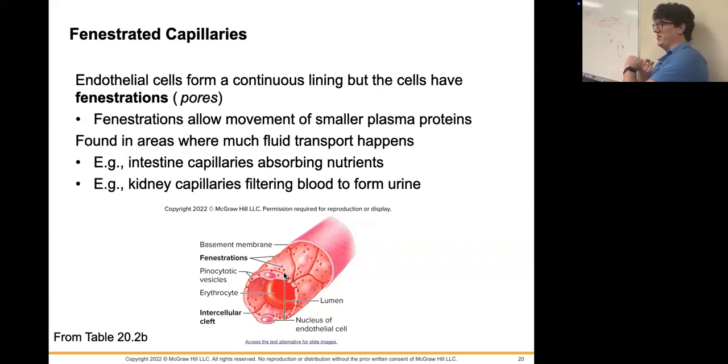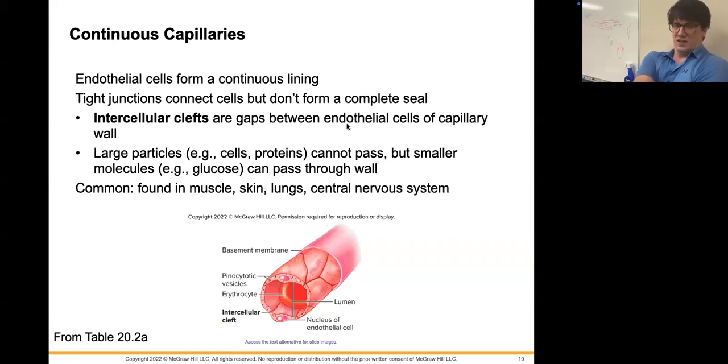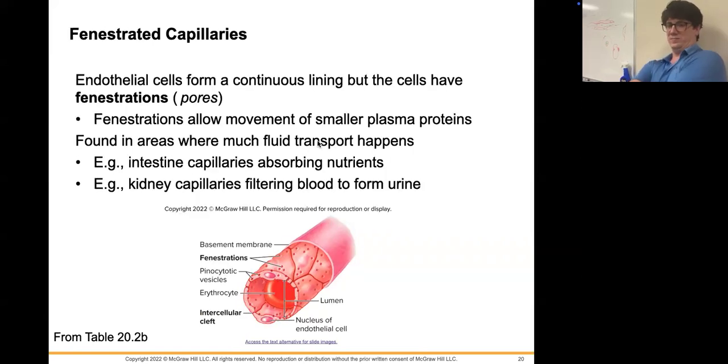Well, that means we have to move a lot of water, right? If we need to get nutrients into our intestines, that also means we have to get water into our intestines. So that means we're going to be once again using these fenestrated capillaries because these are going to allow movement of some of those smaller plasma proteins that got stuck or had to stay inside the blood in our continuous capillaries.